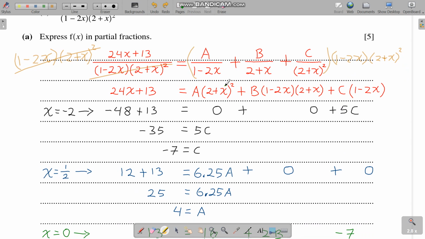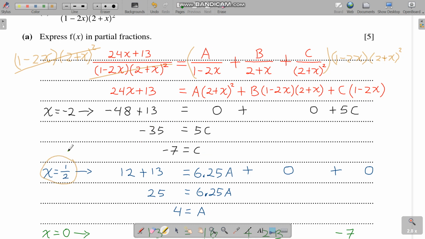The zeros means the values of x that make the whole thing become 0. So here we can use minus 2. If we plug in minus 2, this is minus 48. If we plug in minus 2, this term goes to 0, this term goes to 0. We have only, here we plug in minus 2, we have 5. So we can find the value of c.